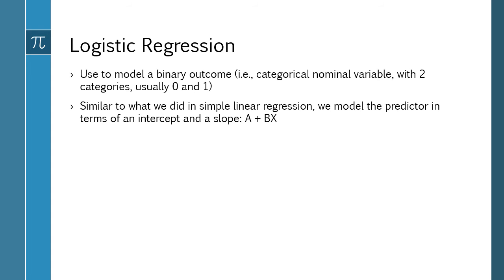Okay, so again, it's similar to what we did in simple linear regression, where we model the predictor in terms of an intercept and a slope. So if you remember, for linear regression, we had y equals a plus bx. So this a plus bx part is still the same for logistic regression.